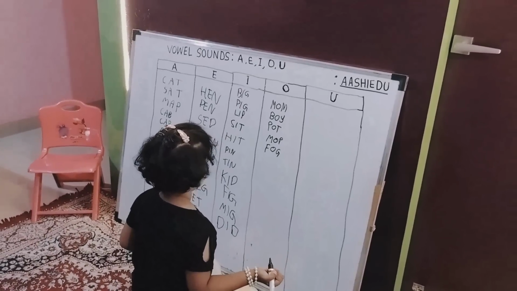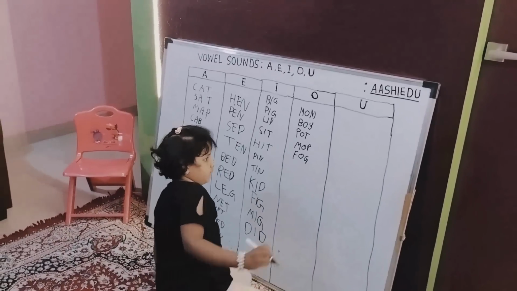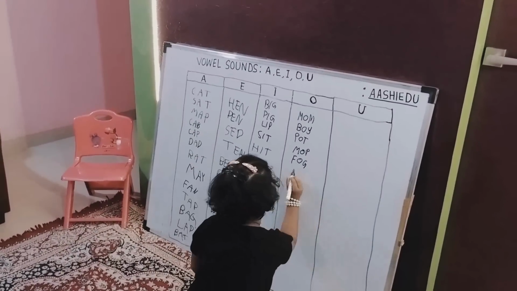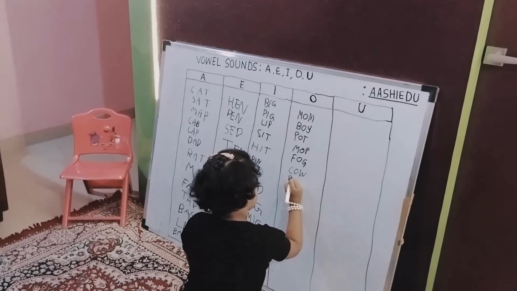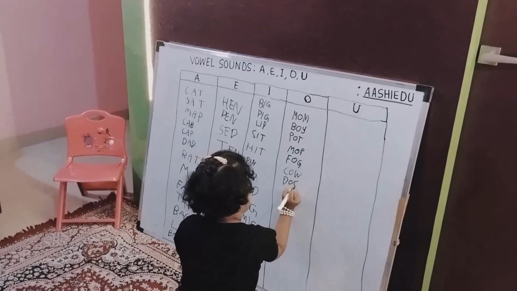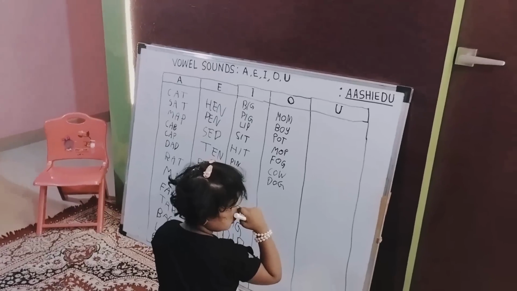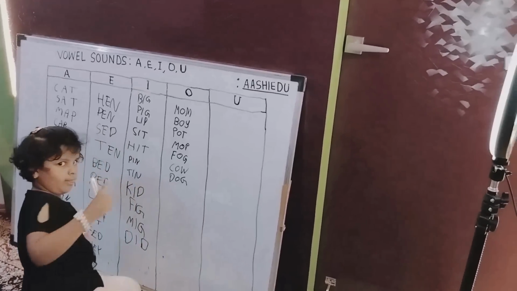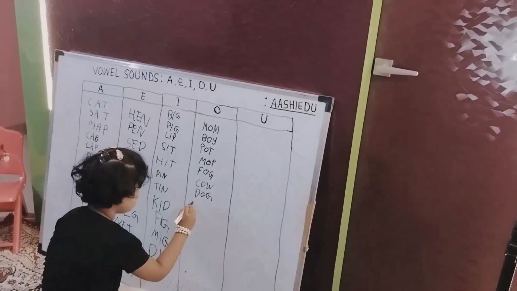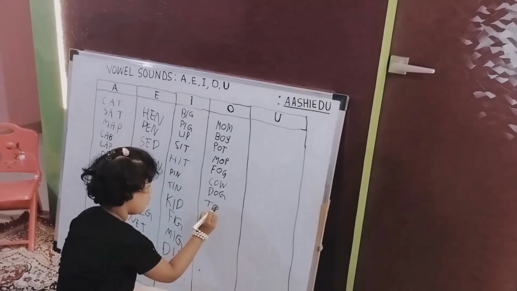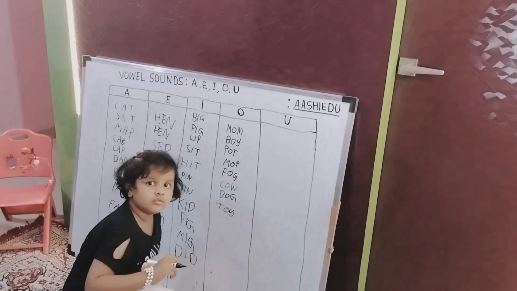Next one, cow. C-O-W. Cow. Dog. D-O-G. Dog. Toy. T-O-Y. Toy. Next.